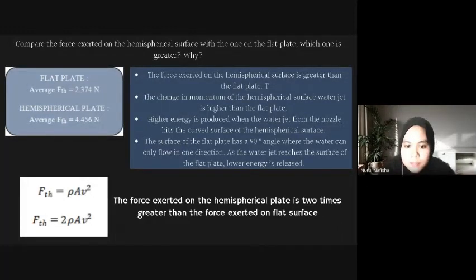As we can see from both equations, it can be clearly shown that the force exerted on the hemispherical plate is 2 times greater than the force exerted on the flat surface. Next slide.